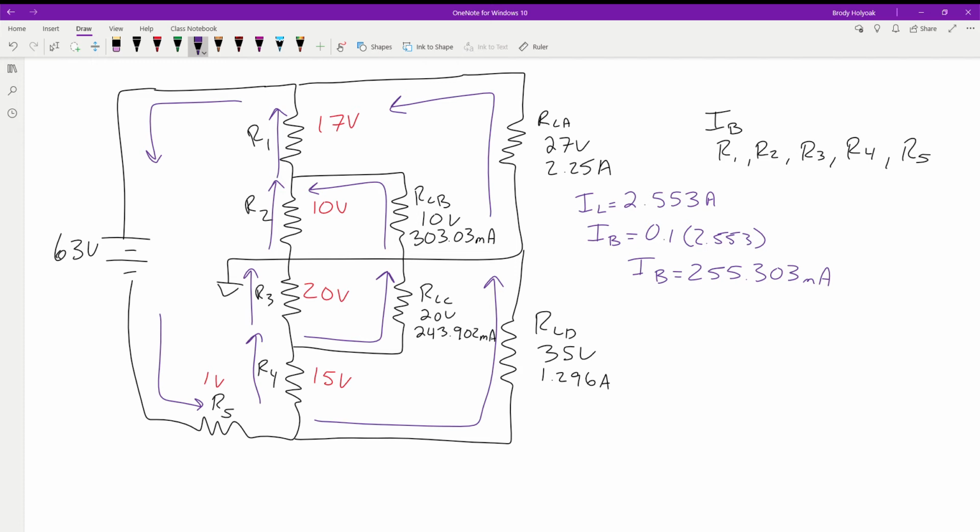iLoad is going to be the load current for whichever one has the highest load, the highest draw. So in this case, we've got the 2.25 amps and the 303 milliamps. Those give us 2.553, whereas down here we get about 1.6 amps total. So we're going to base it off of the larger of the two load currents. Then we take 10% of that total load current.